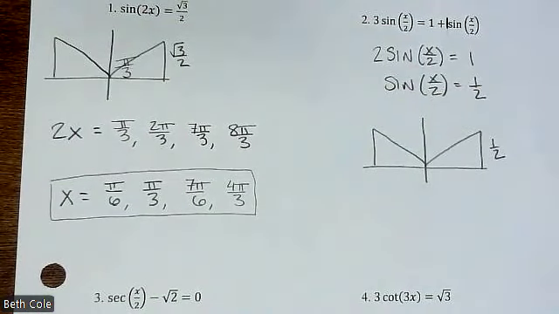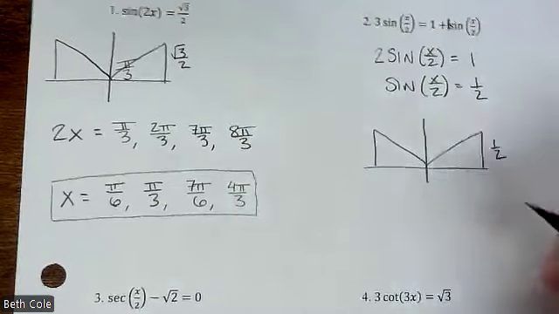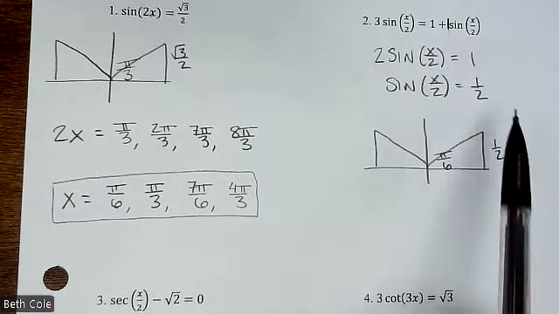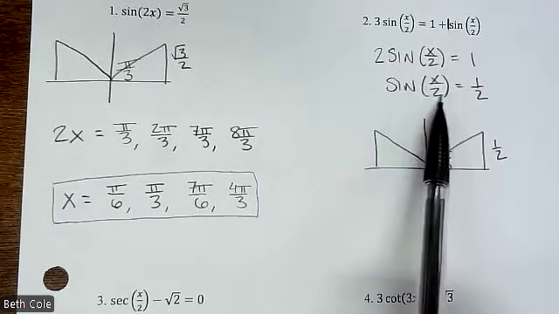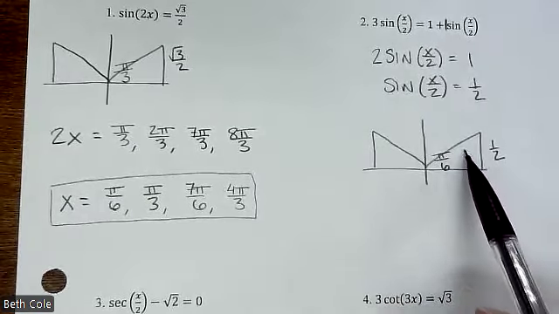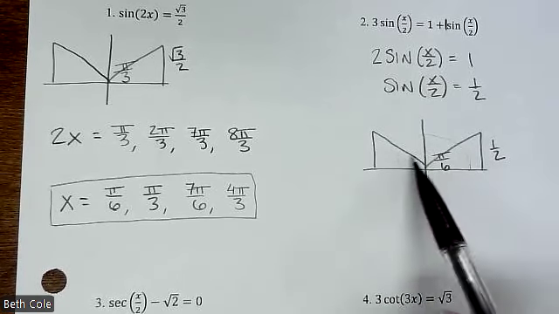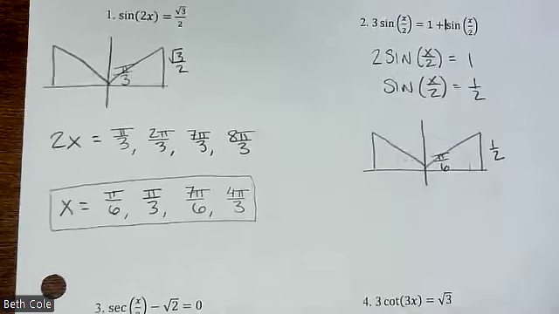So what is the angle that goes across from 1/2? It's pi over 6. Now, how many times do we go around the circle? Well, this is 1/2 x, so we're only going to go halfway around, which means we're going to just get these 2 answers. Does that make sense? You just go halfway around, okay?